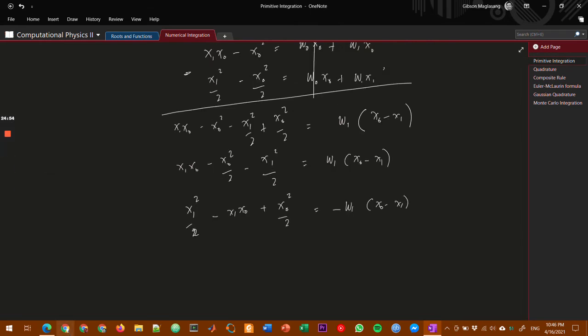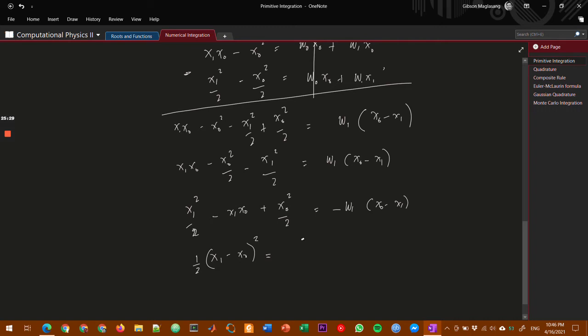Then we can simplify this. Kani siya nga equation actually is just, if you can notice, x1 minus x naught squared times 1/2, right? So kanin siya is equal na siya ani. If you expand this one, x1 squared minus 2 x1 x naught plus x naught squared, then you multiply it by 1/2, you get this.